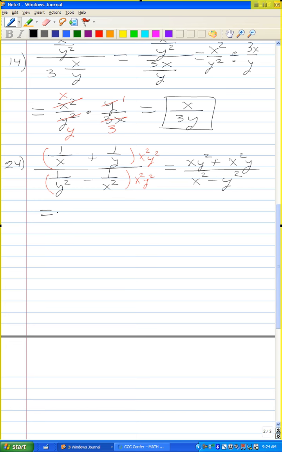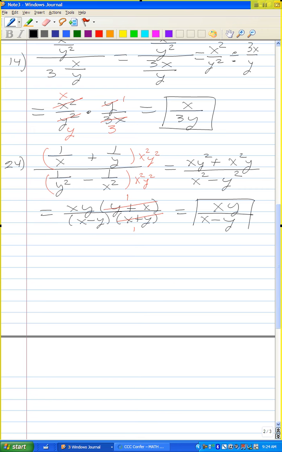Let me factor the numerator. I can factor out an xy. What remains is y plus x. I can factor the denominator. It's the difference of squares: x minus y times x plus y. I can cancel. The x plus y divided by x plus y is just 1. And so I get xy over x minus y. And that is your answer.